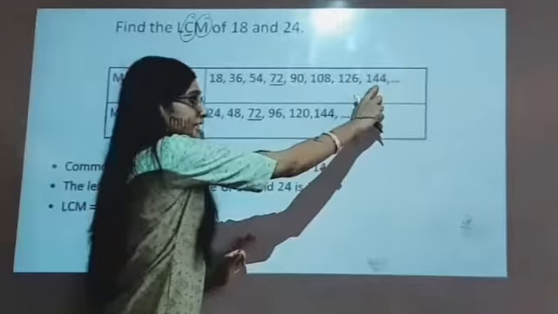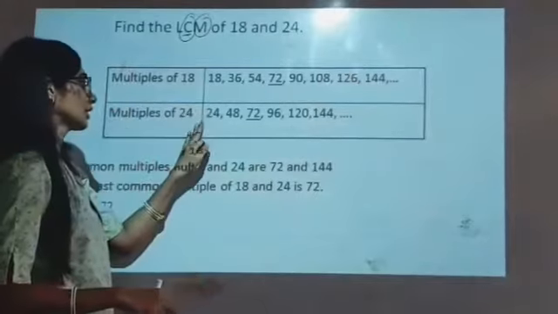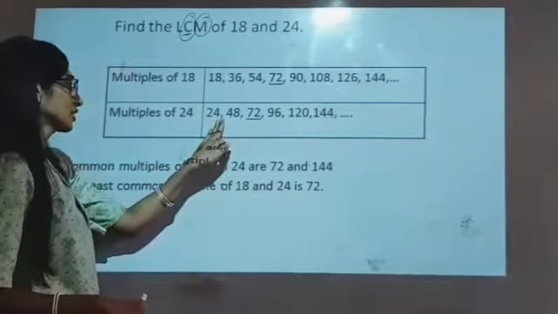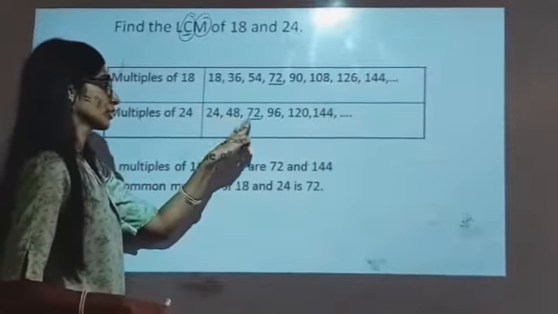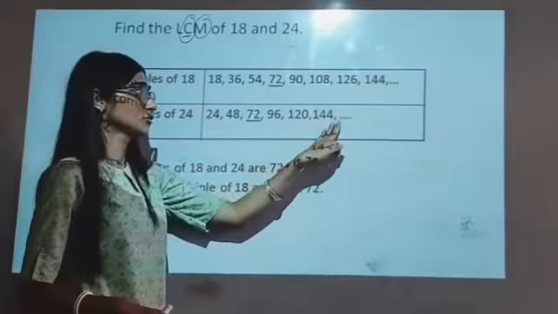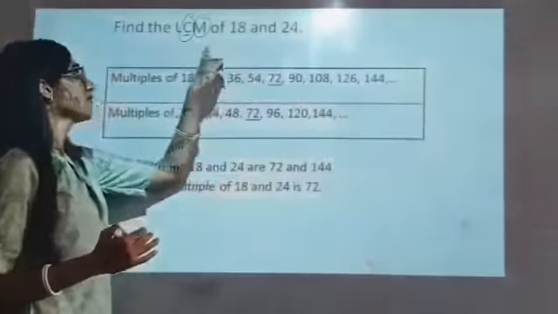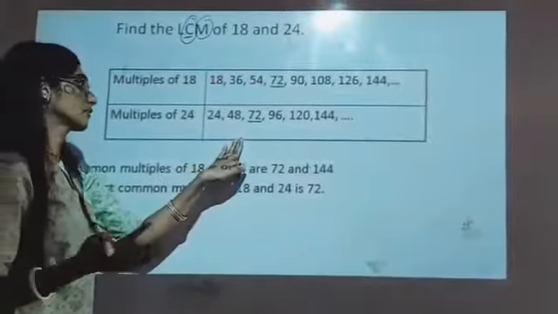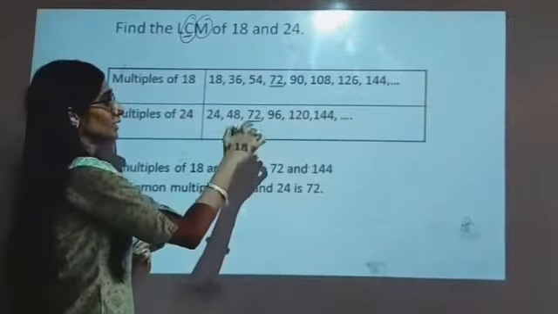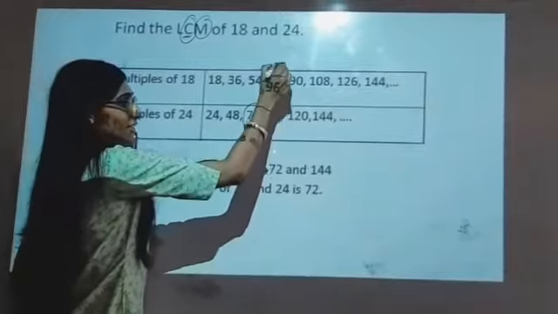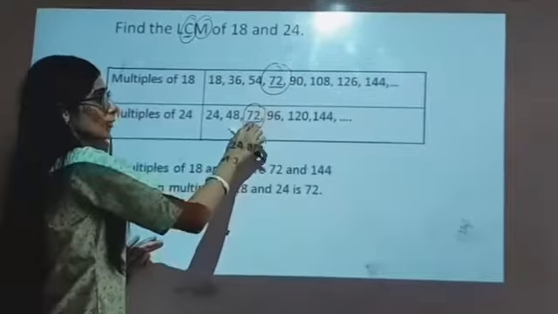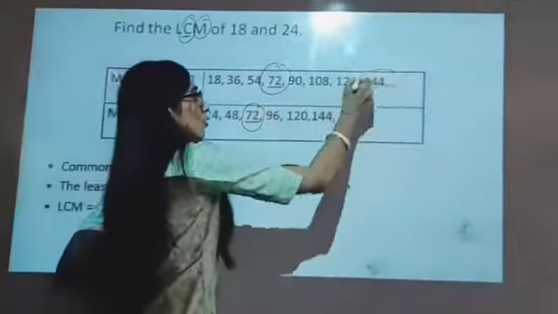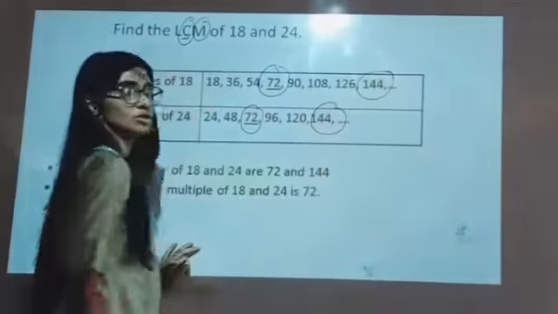Simply in this way it is written. Then multiples of 24: 24 ones are 24, 24 twos are 48, 24 threes are 72. So like this way you have written. Now as you have to find the lowest common multiple, first you find the common multiples. You can see the common multiples are 72 here and 144 here. These two are common.